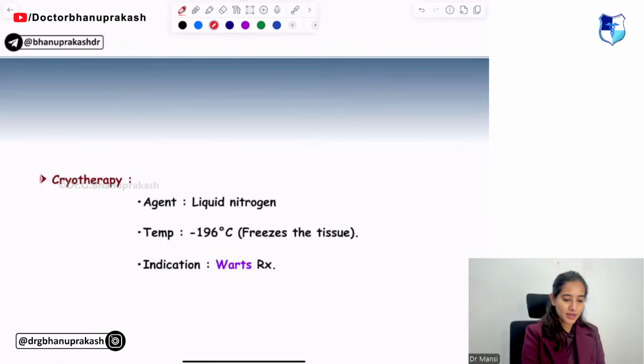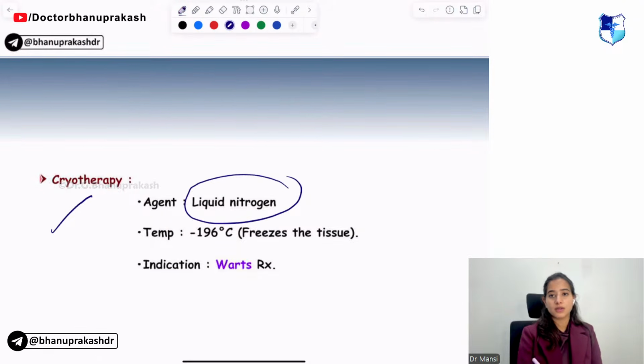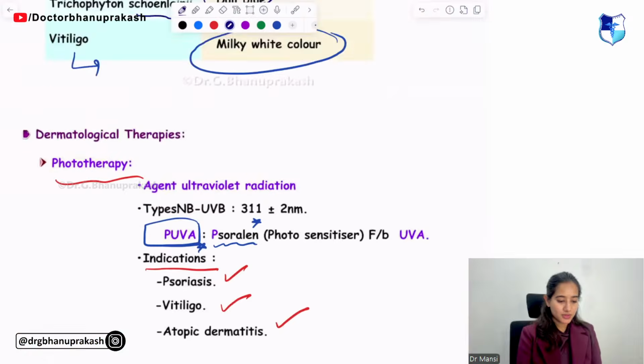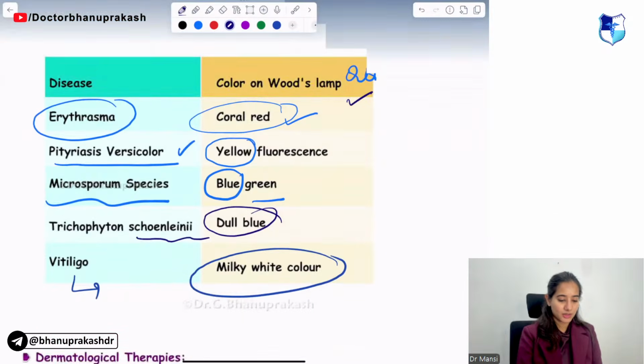Then we can have cryotherapy in dermatology, where liquid nitrogen can be used, and for what specifically it is indicated, I would suggest you focus on Wood's lamp examination as well.